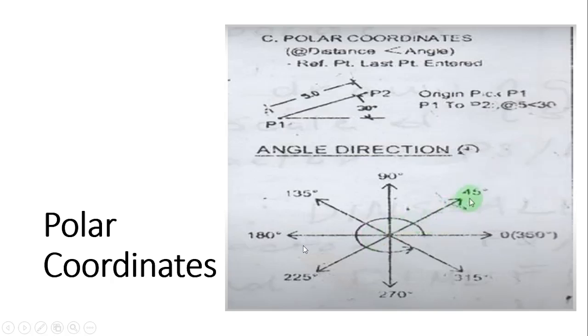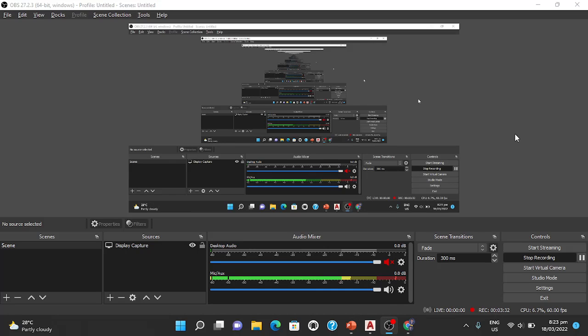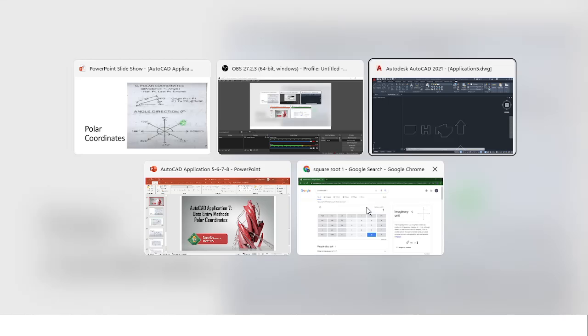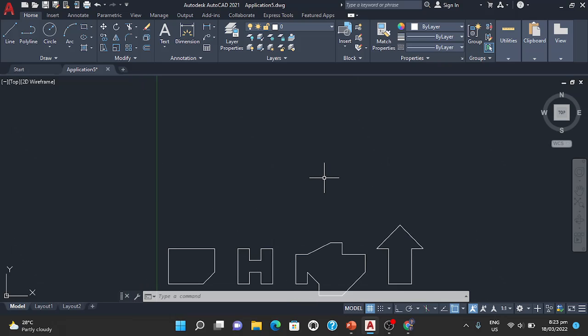Based on this part, if we want a line pertaining to this lower part, we must indicate an angle from 181 up to 269. So we have these angles as our guide if we want to create a certain line based on the orientation from point 1 to point 2. So let's try to apply it in our AutoCAD.